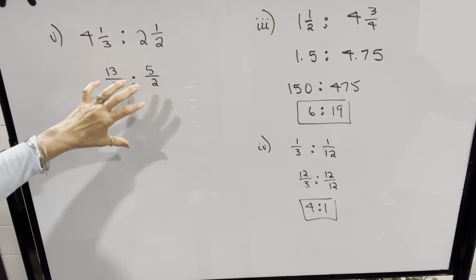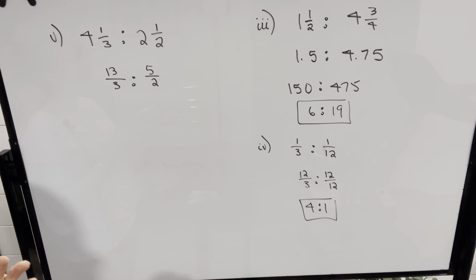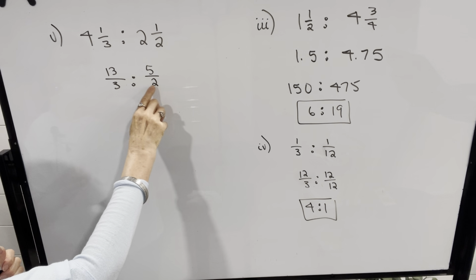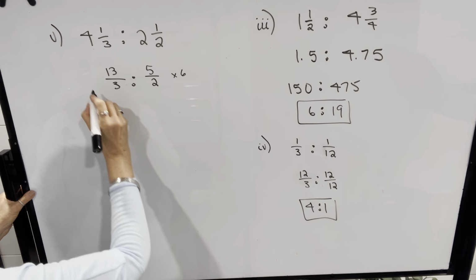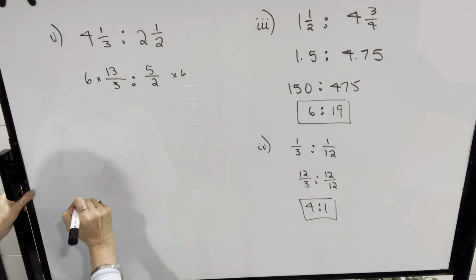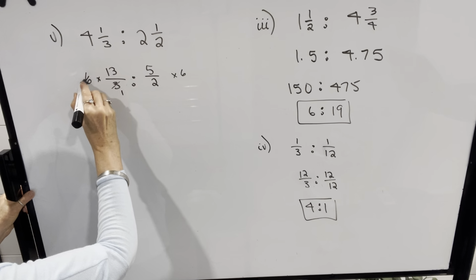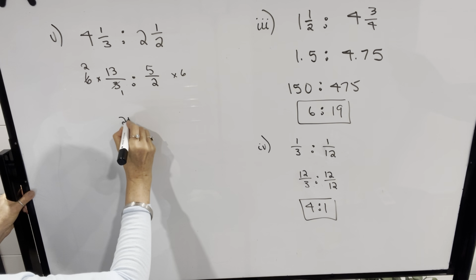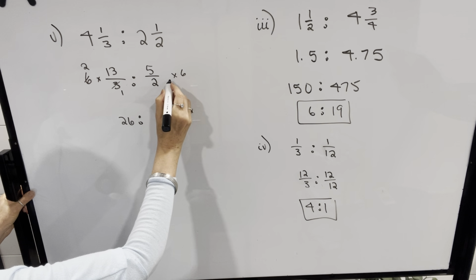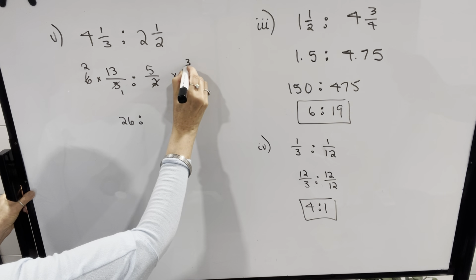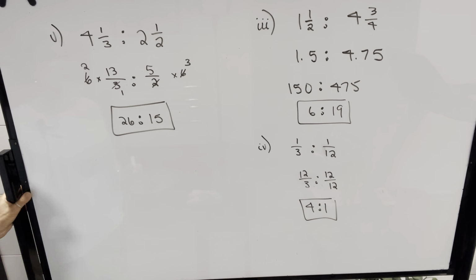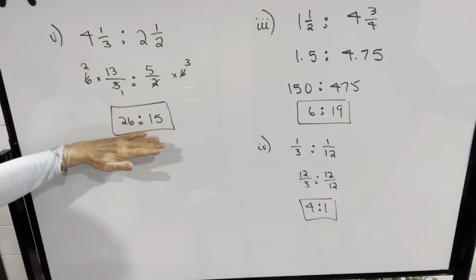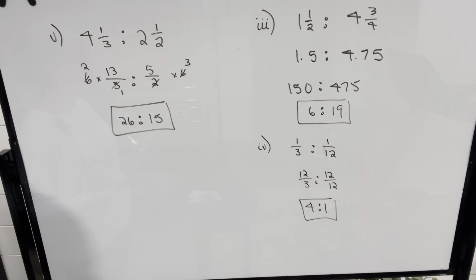Now that we have improper fractions, we can multiply by our lowest common denominator. So I'm looking for the lowest number that both 3 and 2 divide into, and that number would be 6. So I'm going to multiply this side by 6 and this side by 6. When I do that, the 3 will cancel, so I will get 26. When I do the right-hand side, the 2 will cancel, and I will get 15. So this ratio would simplify to be 26/15.